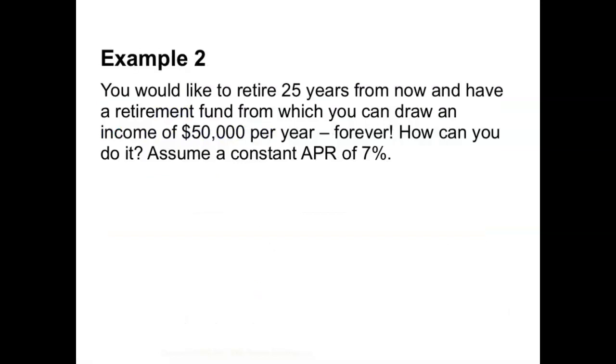All right, so here's a fun example where I'll teach you how you can figure out what you need to do to save up for something you want. So let's say you'd like to retire 25 years from now, and you'd want to have a retirement fund from which you can draw an income of $50,000 per year forever. How can we do it? And we'll assume a constant APR of 7%. So your savings account has an APR of 7%.